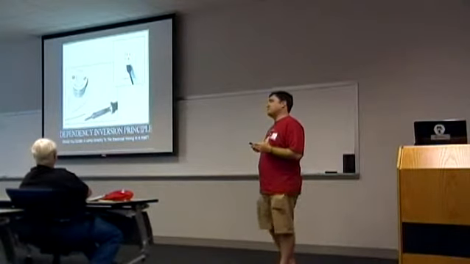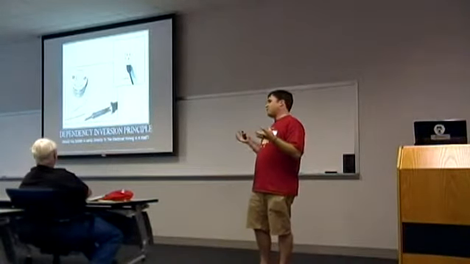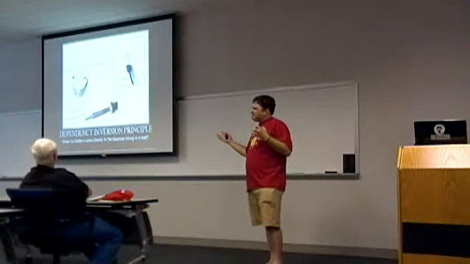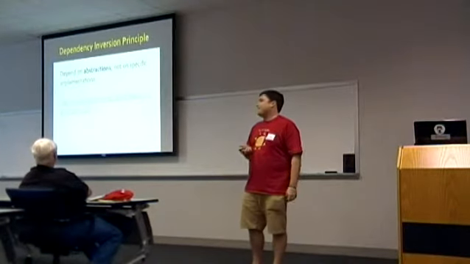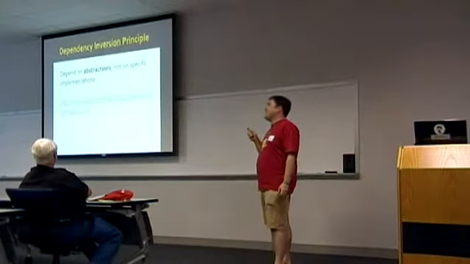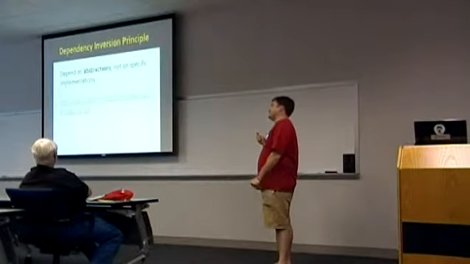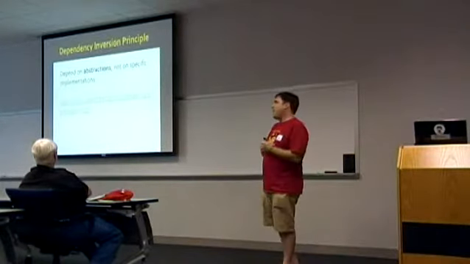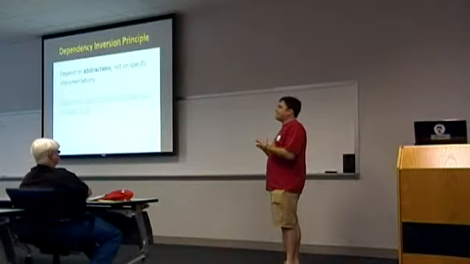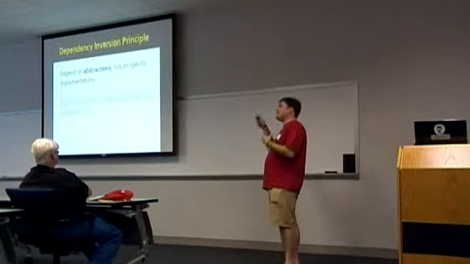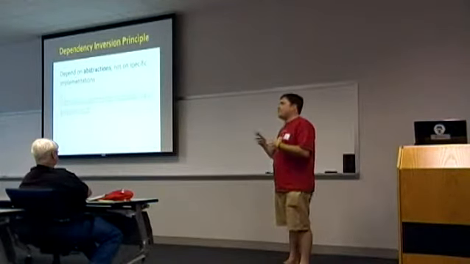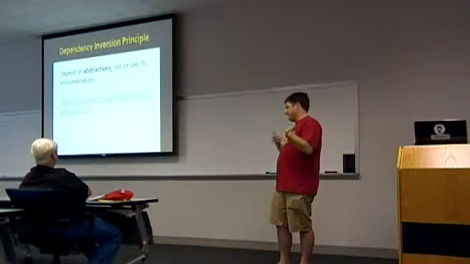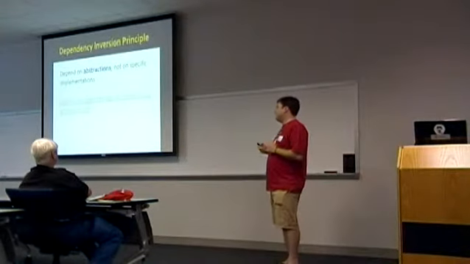The dependency inversion principle. Would you solder a light bulb or a lamp directly into the wall socket? Probably not. What this means basically is you want to depend on abstractions, not concretions, not specific implementations. So if your class has dependencies, you should pass them into the class, not have that class create them internally. All right, because if the implementation of one of those things changes, your class has to change as well.